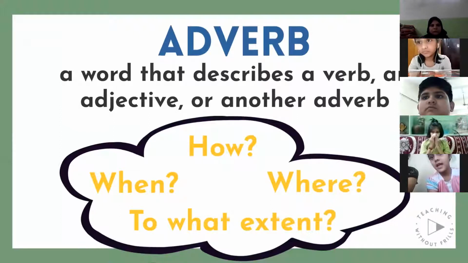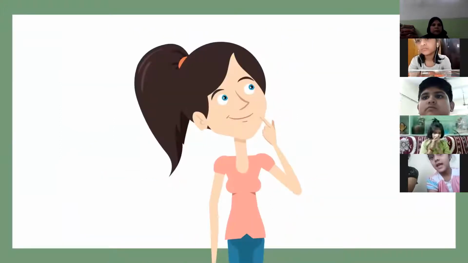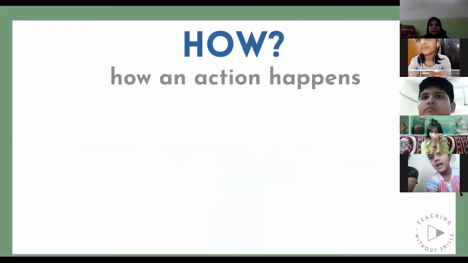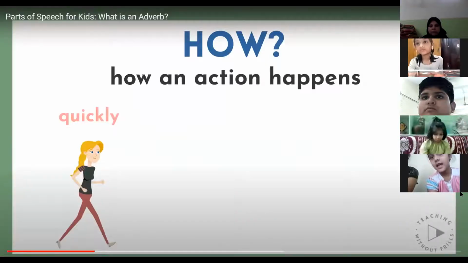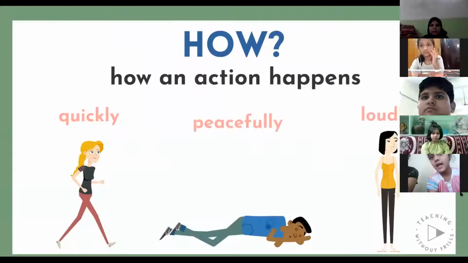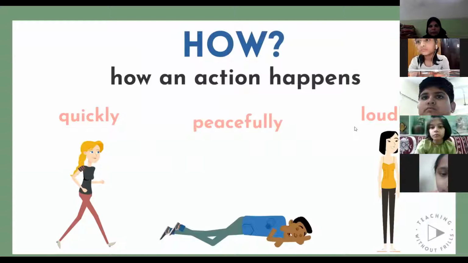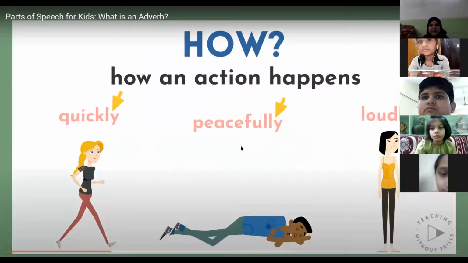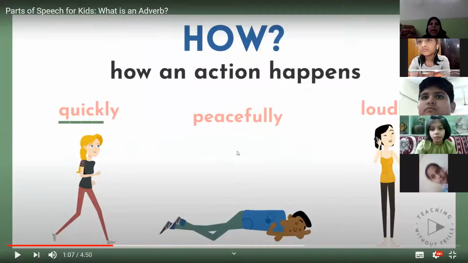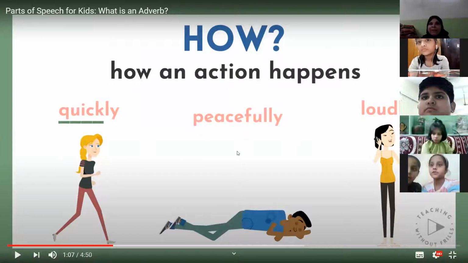Let's look at some of the different types of adverbs and learn how we use them. Many adverbs describe verbs by telling how an action happens, like quickly running, peacefully sleeping, or talking loudly. Do you notice something about these 3 adverbs? Oh yeah, they all end in ly. How. An adverb describes how an action happens.